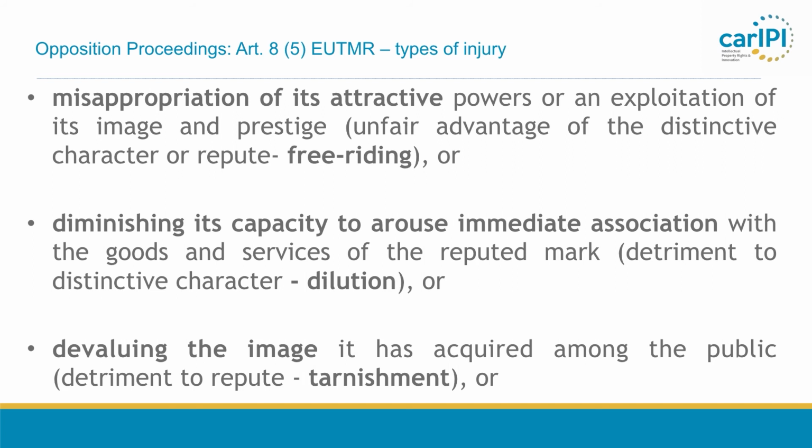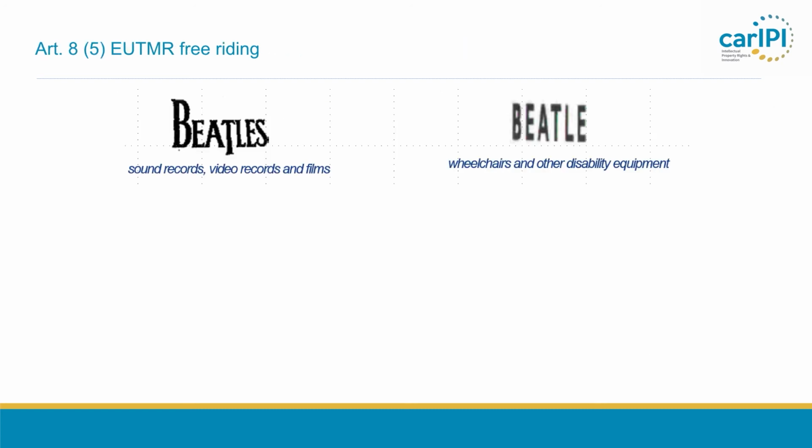And here a question to you on the basis of what I already said. We have a trademark Beatles, reputed for sound records, and then we have Beetle for wheelchairs and disability equipment. Do you think that there can be this free riding? Can one take advantage of the other? I will open a poll. So the question is, do you think that there is a free riding?